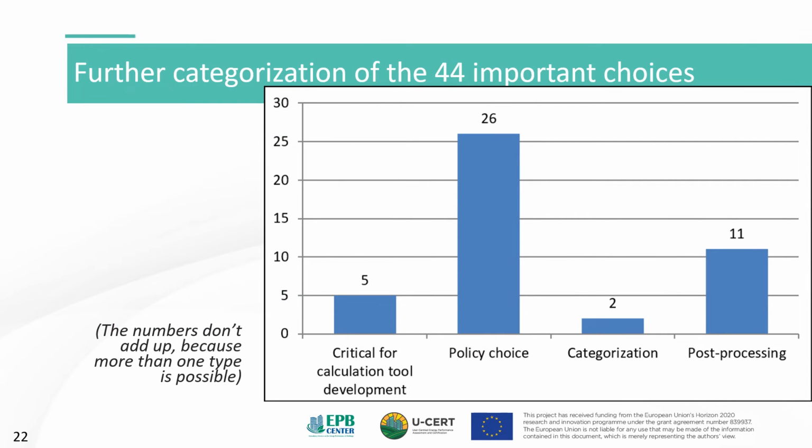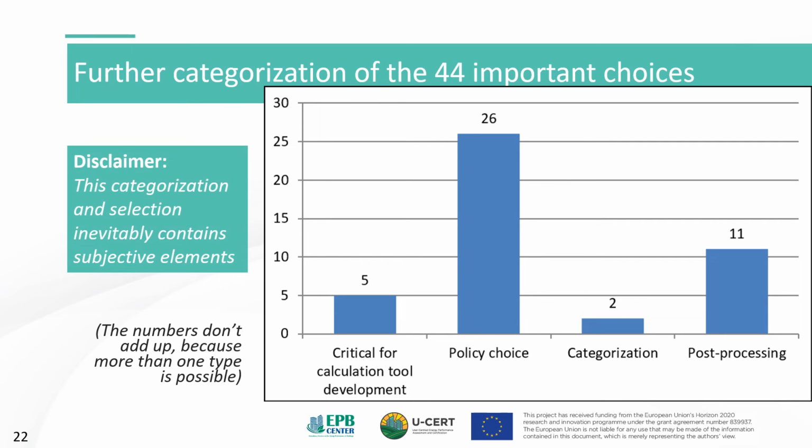And then it would also be interesting to look whether these concern policy choice or post-processing, etc. So here you see that 5 of these 44 tables concern a critical choice for the calculation tool development. 26 are policy choice, 2 are about categorization for buildings, spaces or services, and 11 are on post-processing, so EP indicators and rating. And again, we need a disclaimer because this categorization and selection inevitably contains subjective elements.